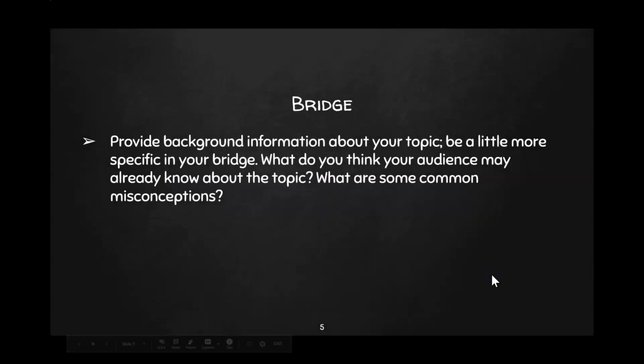The next slide is going to contain your bridge. In your bridge, you provide background information about your topic. Here is where you do want to be a little bit more specific. What do you think your audience may already know about the topic? What are some common misconceptions that you found out when researching your topic?